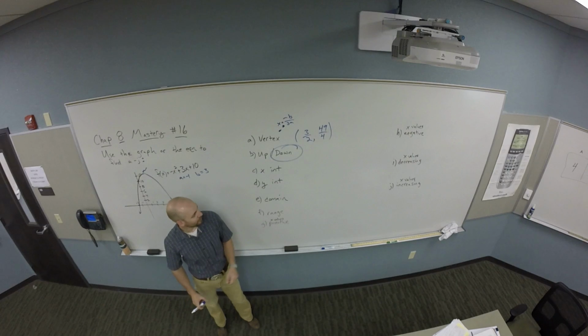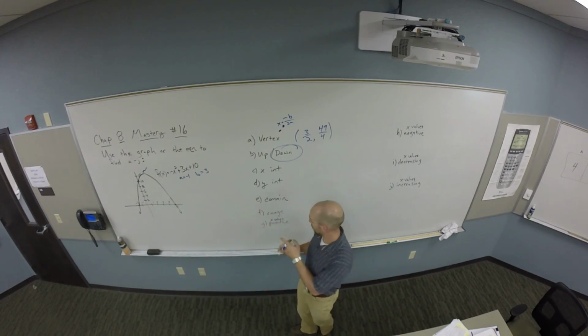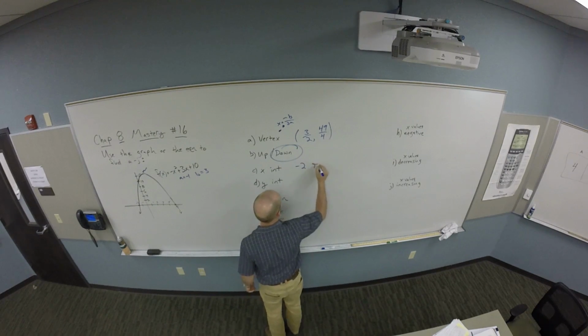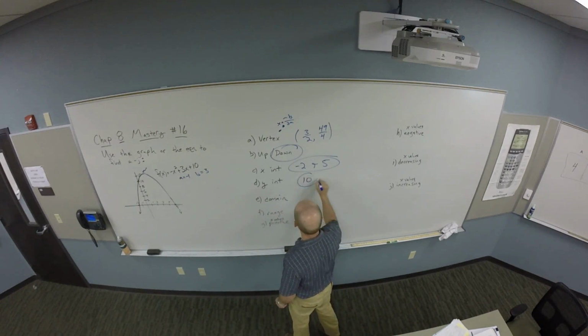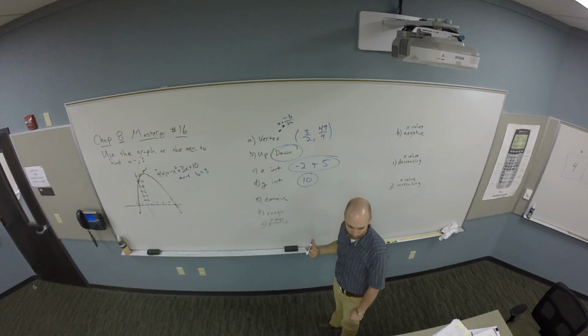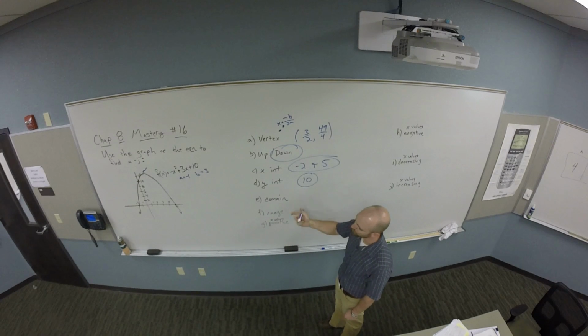All right, how about, what are the x-intercepts? Negative 2 and 5. How about the y-intercept? 10? Okay, so you guys are just reading these off the graph, right? Yeah. How would you get the x-intercepts and the y-intercept if you didn't have the graph?